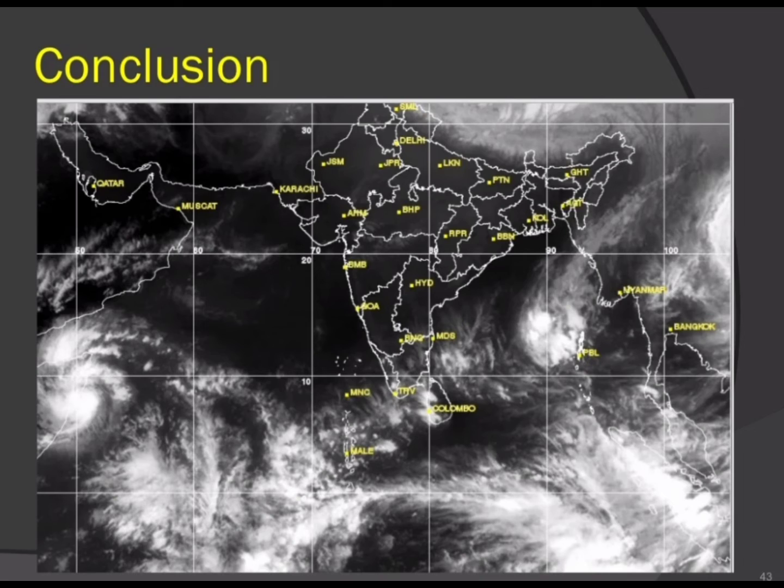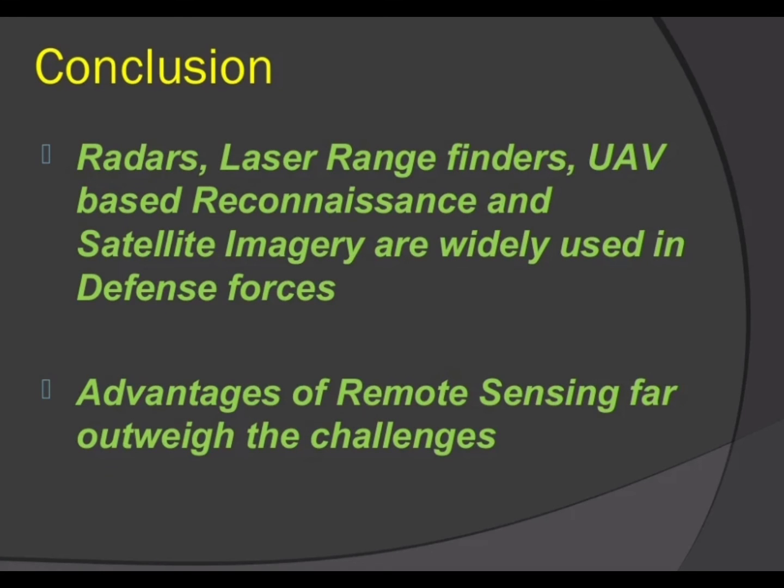From this we learnt what is meant by remote sensing, its types of sensors, the applications, and the challenges. Now we go through our conclusion. Radars, laser range finders, UAV based reconnaissance and satellite imagery are widely used in defense forces, along with the advantages of remote sensing and its challenges.